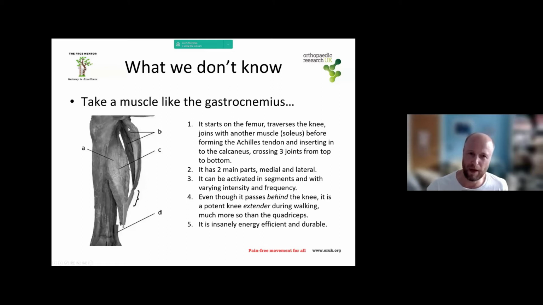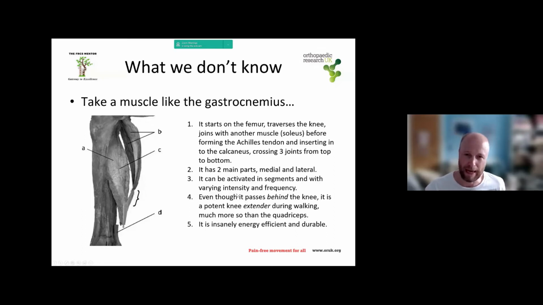Even though this muscle passes behind the knee, so you think it should flex it, it is one of the most potent knee extenders during gait. And that's mainly because of momentum, the ground reaction vector, and the fact it depends upon the state of the other joints it passes and the other muscles. So I'm going to go over that again because that's really, really important towards the end.